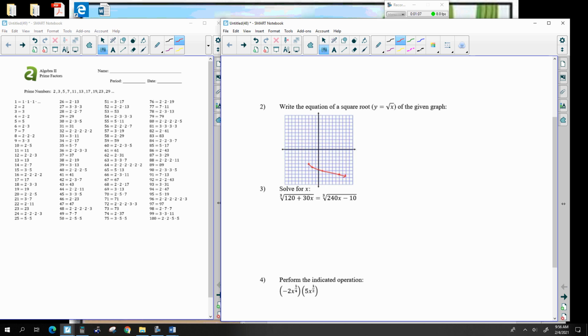Okay, so we have the square root of x. Square root of x should look like this. Let's take a look at all the things that are different with this picture here. I see that this picture is left 3, it's down 4, and it's also flip-flopped upside down. So the equation of this, or I guess this is y.